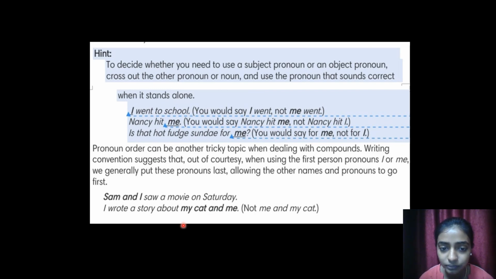Similarly, "I wrote a story about my cat and me." It won't be "me and my cat." Now just try replacing it. "I wrote a story about my cat and I." No, right? It will be "my cat and me." So these are certain pointers that you need to remember while choosing which pronoun to use.